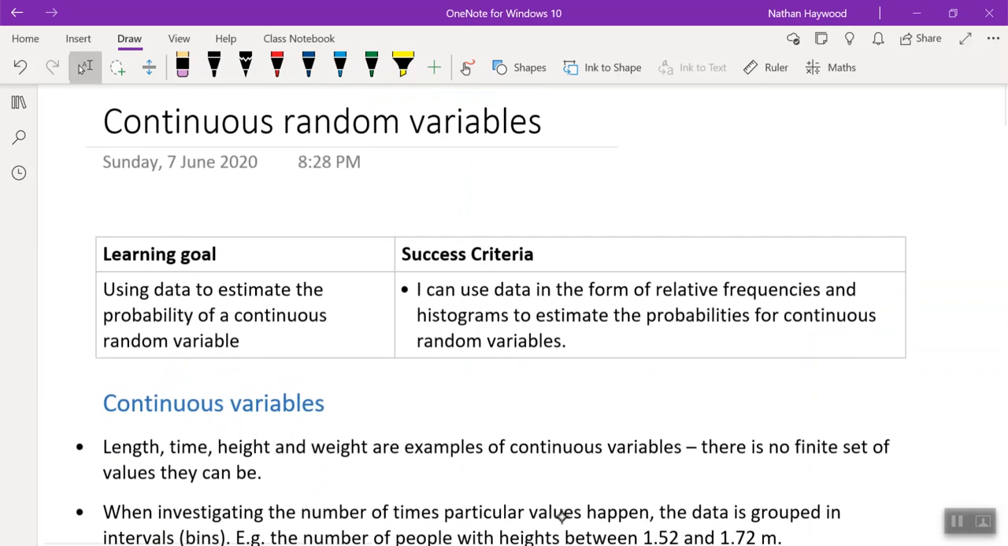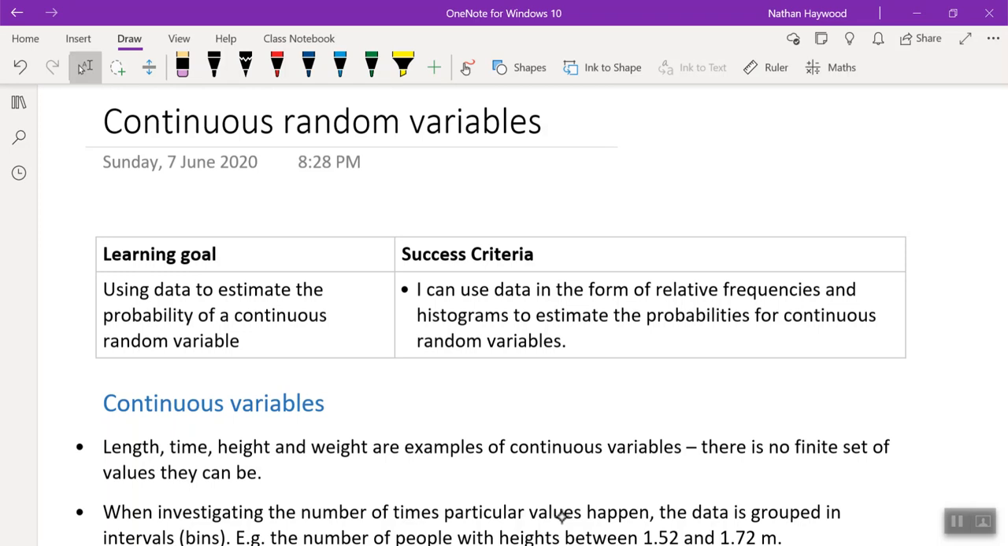Continuous random variables. An example is length, time, height, etc. Things that are not finite, not set. Different to discrete. Discrete was, I saw 5 red cars. You cannot say, I saw 5.5 red cars. Okay, it's a set amount.